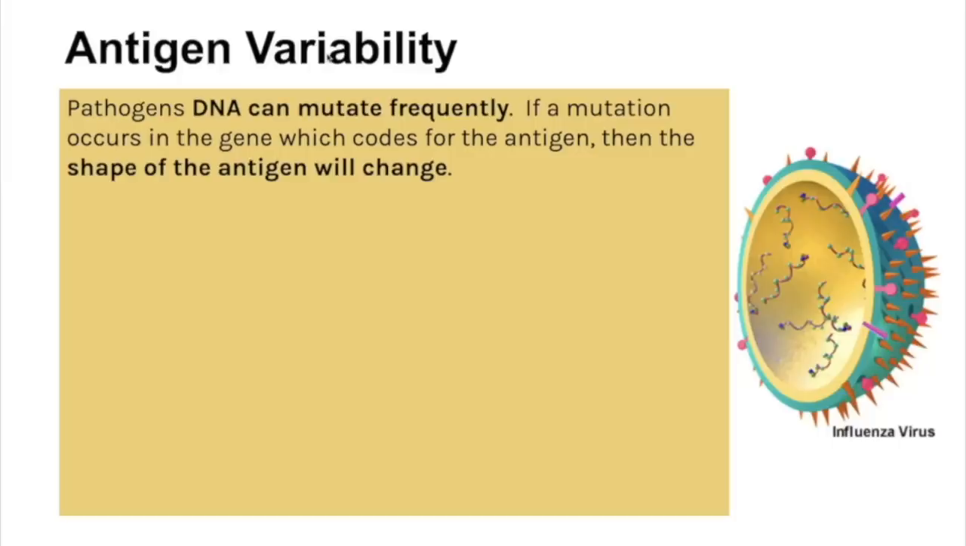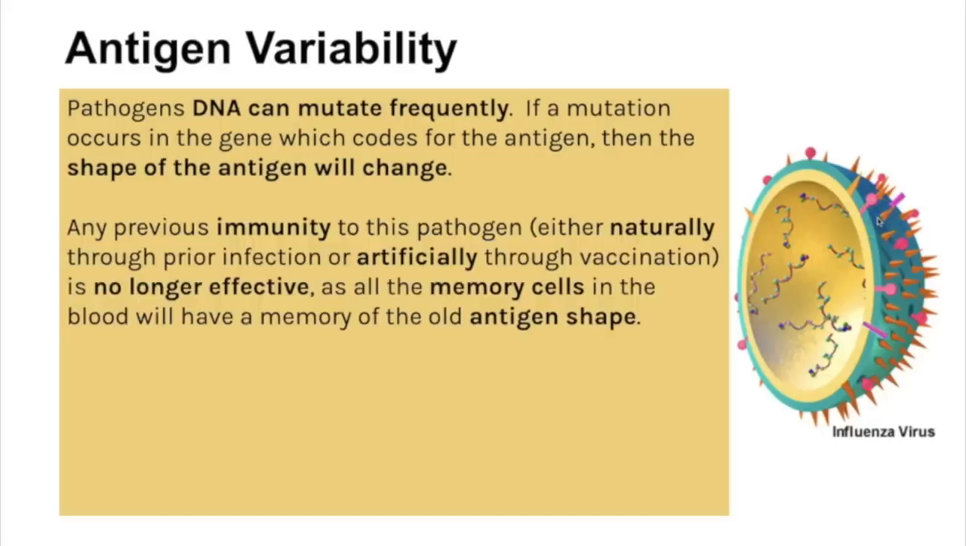Now, antigen variability is this concept that pathogens' DNA can mutate frequently. If a mutation occurs in the gene which codes for the antigen, then that means the shape of the antigen on the outside of the virus, the fungus, or the bacteria will change. If that happens, any previous immunity that you may have had to the pathogen is going to be lost. So it will no longer be effective, as all of the memory cells in the blood that you have will have a memory of the old antigen shape and not the new one.